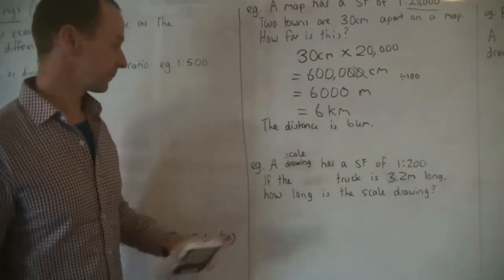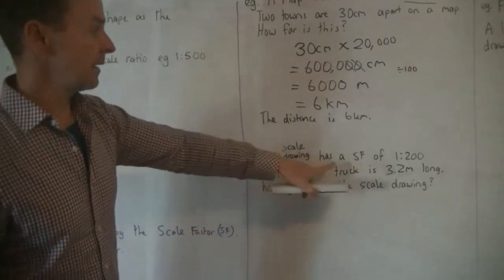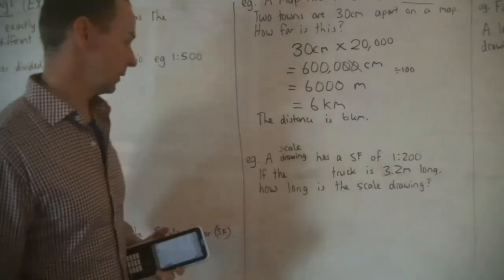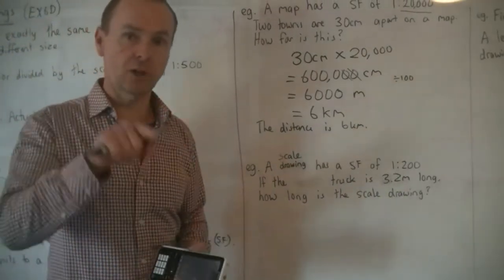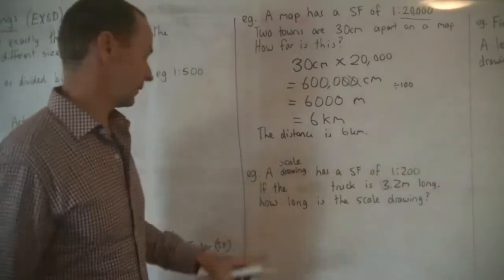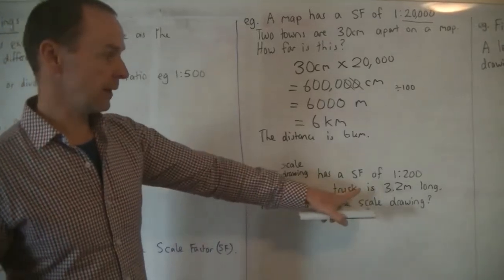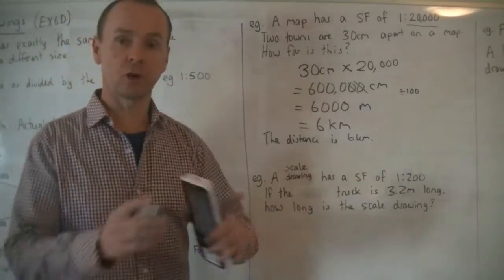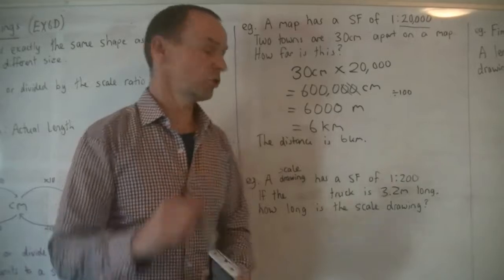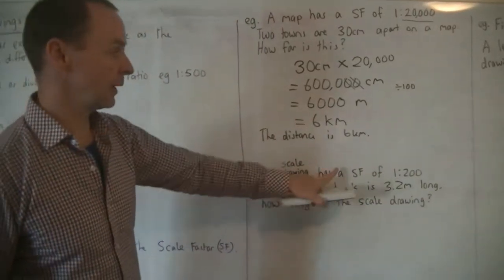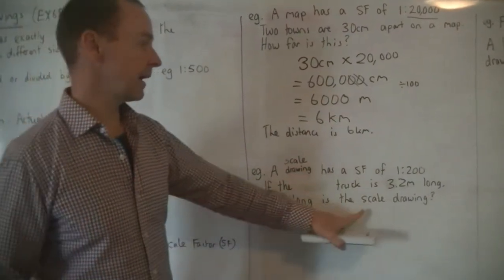Let's do another one. A scale drawing has a scale factor of 1 to 200. So a scale drawing just means it's a picture or a drawing of an object. If the truck, so it's a truck in real life, is 3.2 metres long. So you've got a big truck, it's 3.2 metres, and we've got a scale drawing of it. How long is the scale drawing?